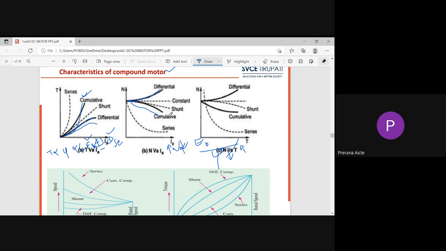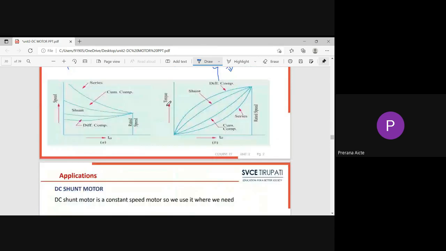But we cannot see such a type of application in general. Why? Because when load increases, in general practical cases, the speed of the motor is going to be reduced. Next, speed versus torque characteristics. These characteristics are similar to those of speed versus armature current characteristics. These are the characteristics of a compound motor.